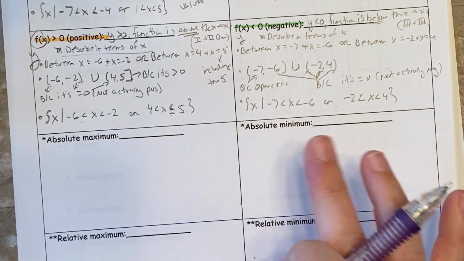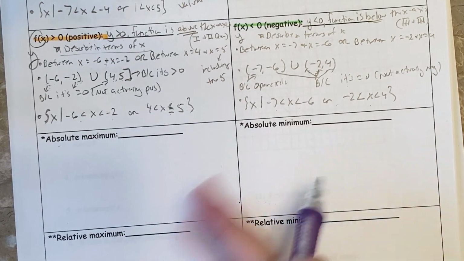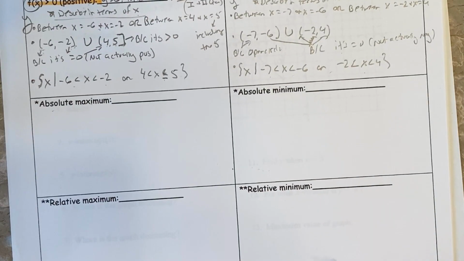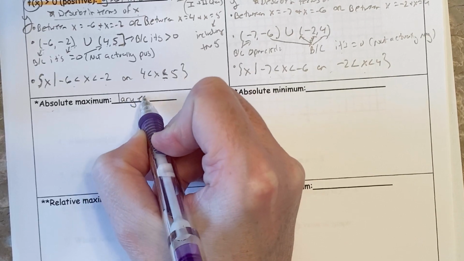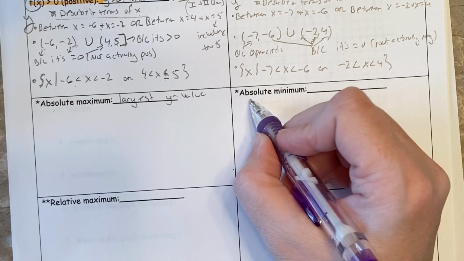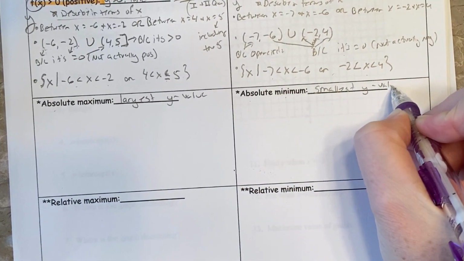So we know the words maximum, minimum from our quadratic unit. Maximum is the highest point on the roller coaster. Minimum is your lowest. But now we're going to have absolutes and relatives. So they're a little bit different. So the absolute maximum is the largest y value. And the absolute minimum is the smallest y value.